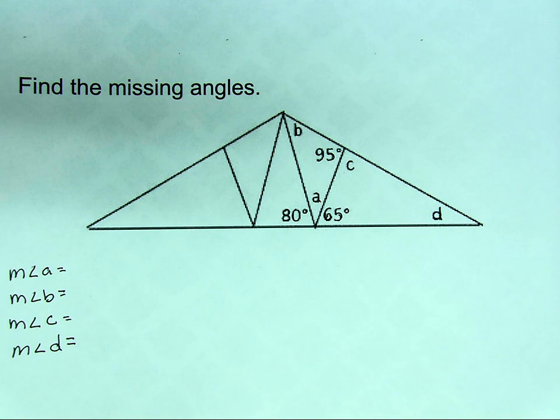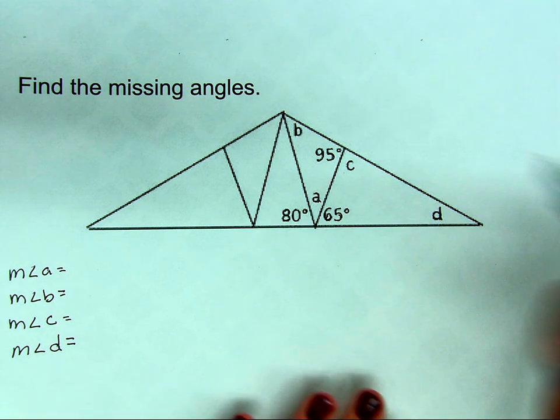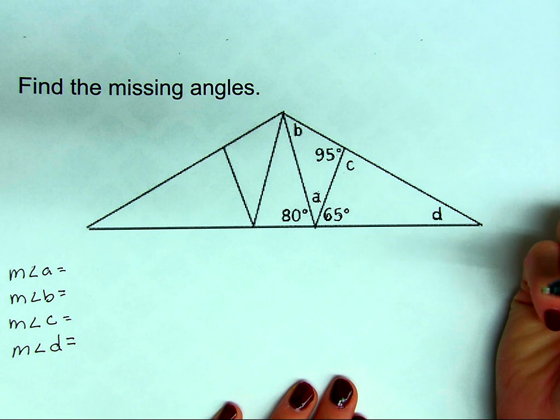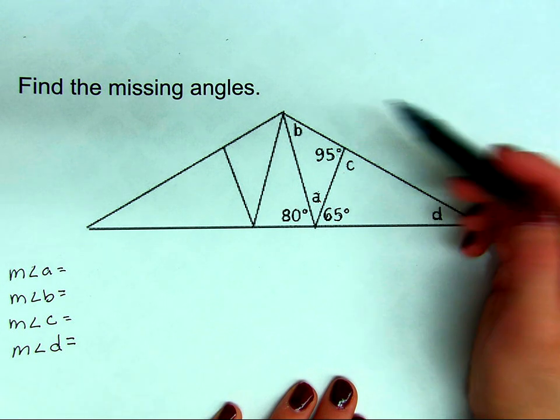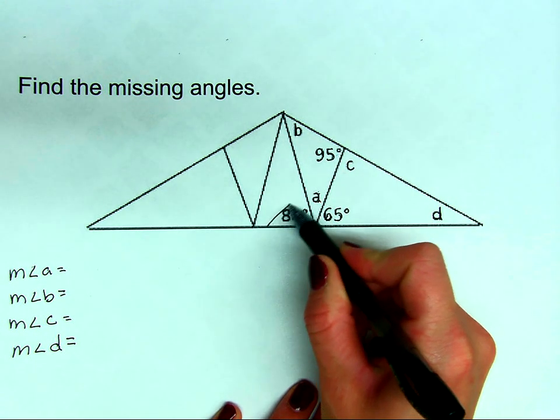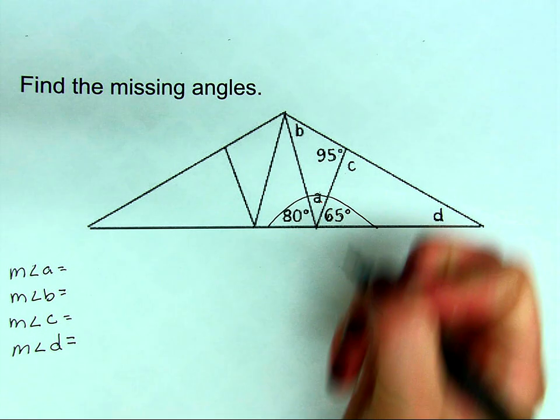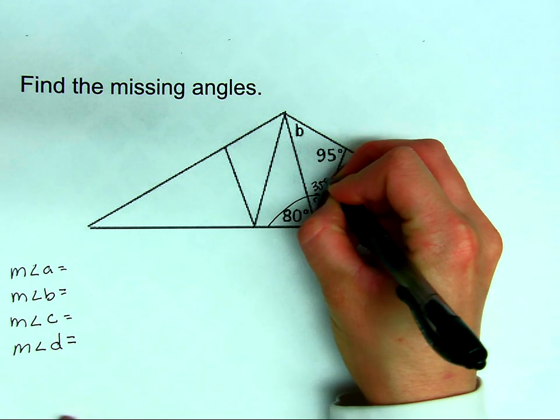All right, if I'm looking at this problem, I know I need to find A, but if I look at that triangle, I'm missing two angles, so I cannot find A using the triangle. But these three angles are going to add up to 180 degrees. So I can do 180, subtract your 80, subtract your 65, and that makes A 35 degrees.